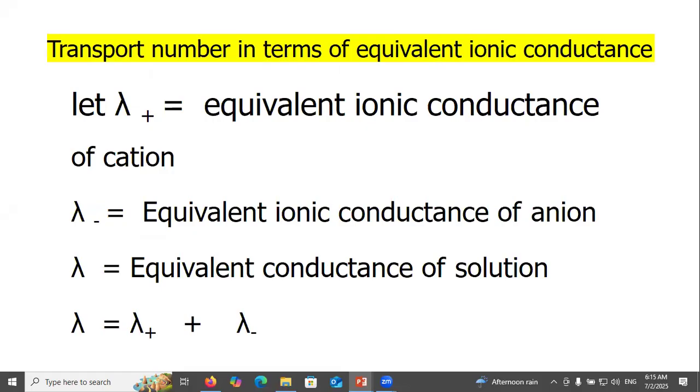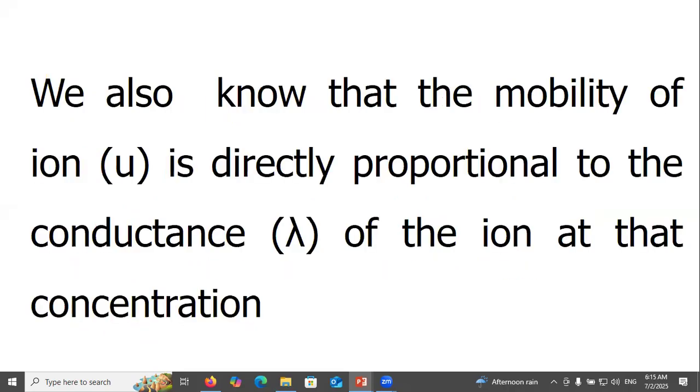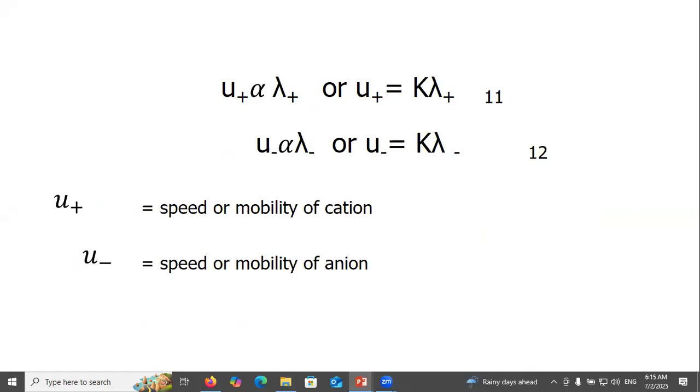Transport number in terms of equivalent ionic conductance. Let λ+ be the equivalent ionic conductance of the cation, λ- the equivalent ionic conductance of the anion, and λ the equivalent conductance of the solution, so λ equals λ+ + λ-. We also know that the mobility of an ion μ is directly proportional to the conductance λ of the ion at that concentration. μ+ is proportional to λ+, so μ+ equals kλ+, and μ- is proportional to λ-, so μ- equals kλ-.